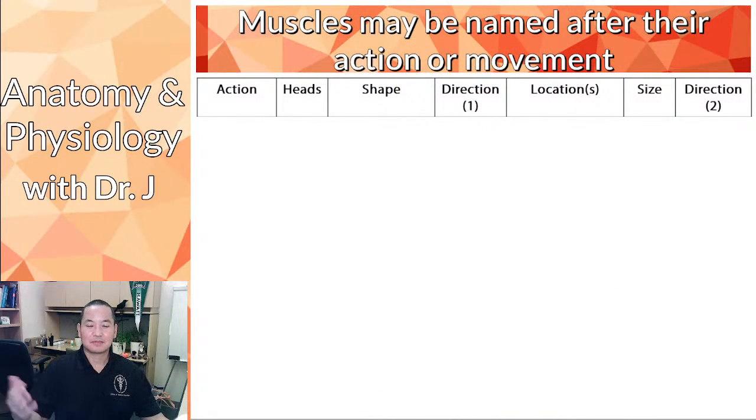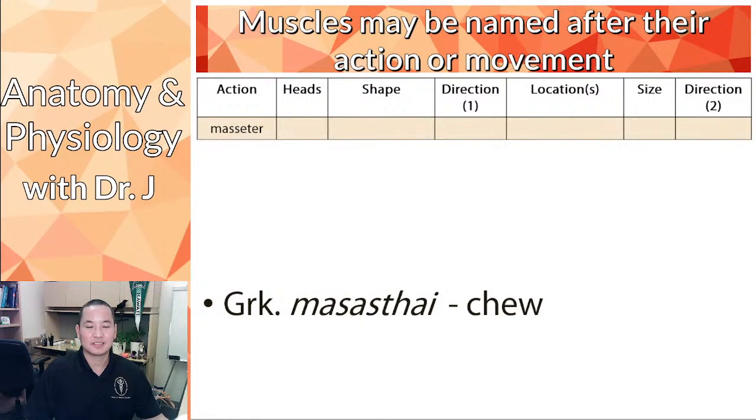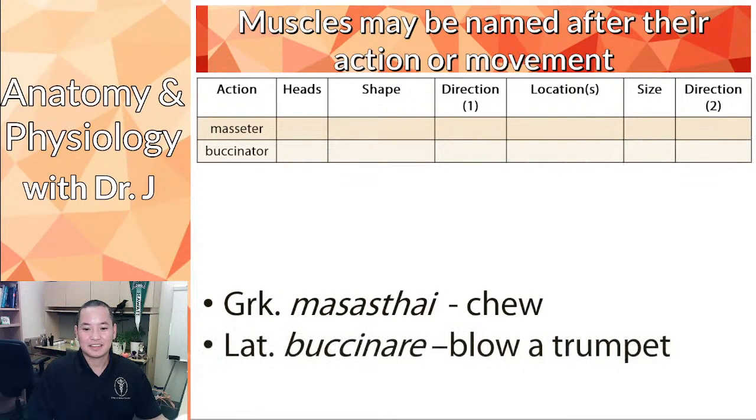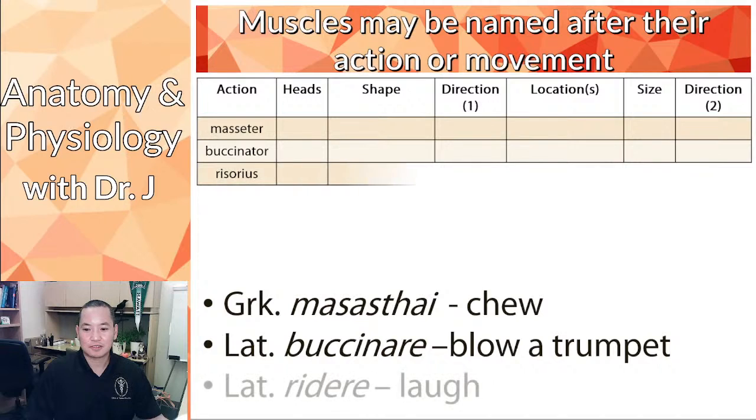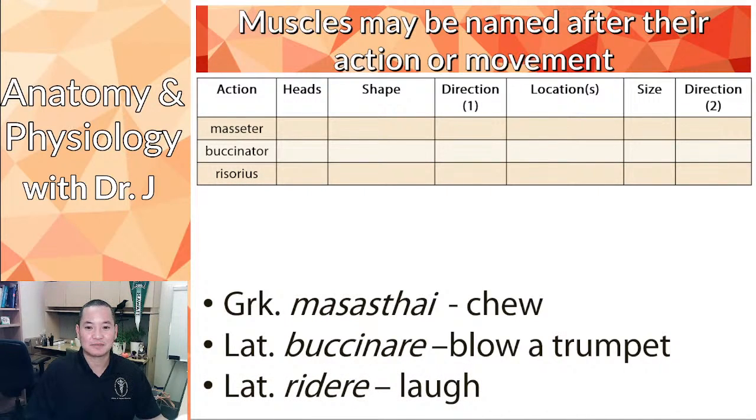Okay, but what I'm getting at here is that muscles may be named after their action or movement. So like the masseter comes from the Greek masasthai, meaning chew; the buccinator, Latin referring to the blowing of a trumpet; and risorius, from ridere, Latin meaning laugh. So these muscles are named after the Greek or Latin root word that describes what they do.